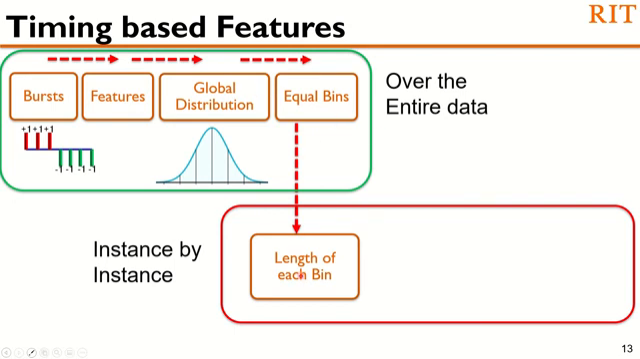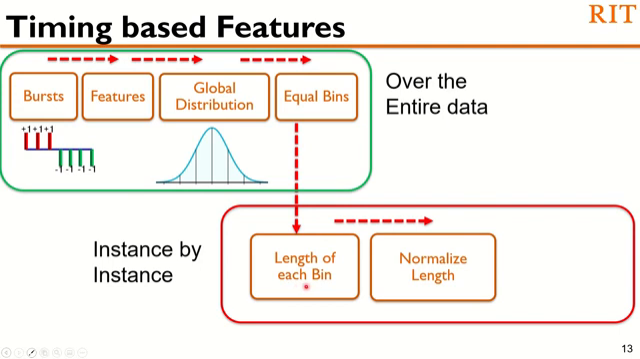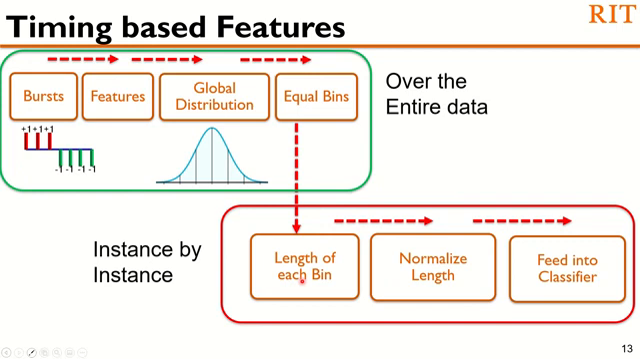After generating these equal size bins, we use the range of these bins from the global distribution to generate the final feature sets for each instance. Then we count how many features are there in a particular bin for each instance, meaning we take the length of the bin, which constructs a vector of the number of bins. Afterwards, we normalize the length vector, and then we feed that information into the classifier. To note, we do this separately for training, validation, and testing.